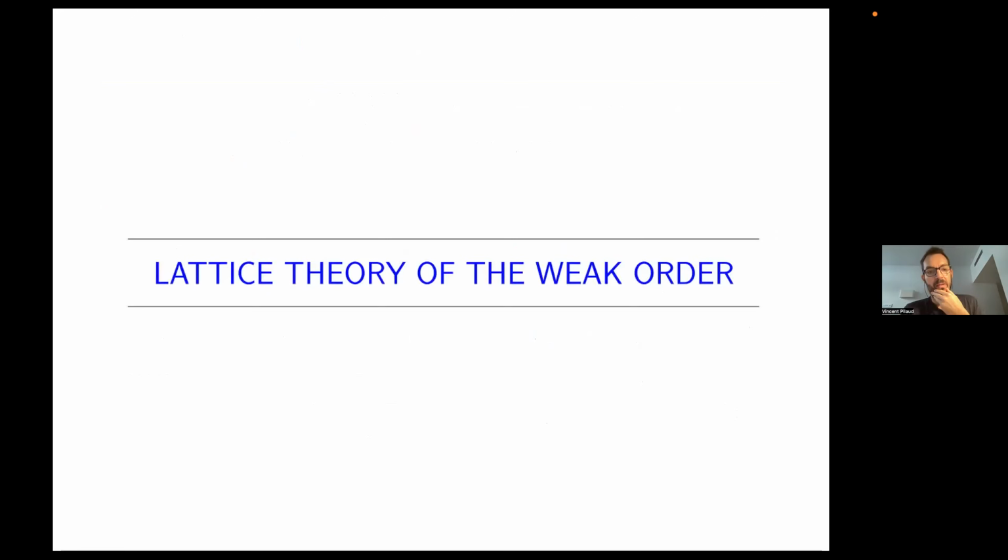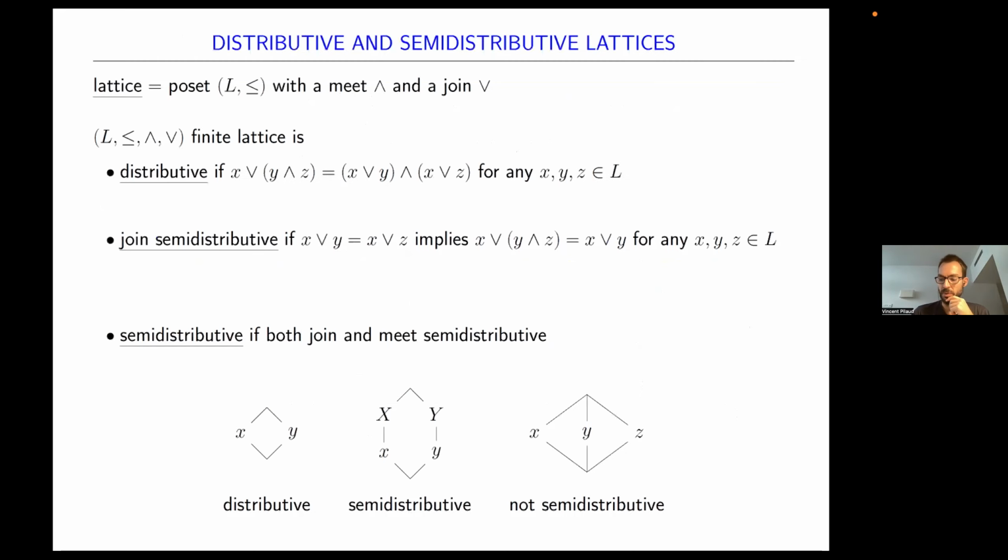Okay, so now before I go to acyclic reorientations, I want to go a little bit deeper in the lattice theory of the weak order. And this follows work of Reading. So what I want to do is use the fact that the weak order is actually a semidistributive lattice. So let me explain what a semidistributive lattice is.